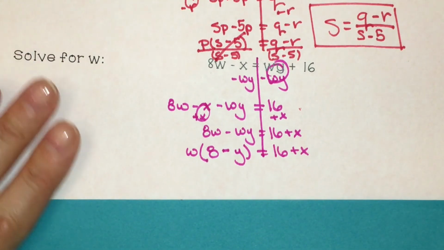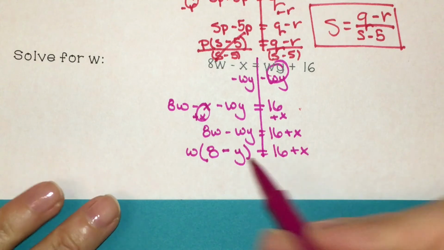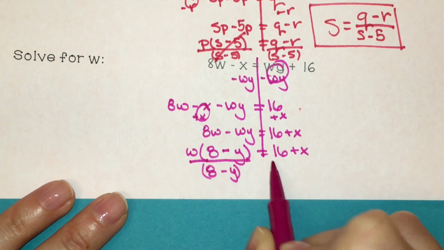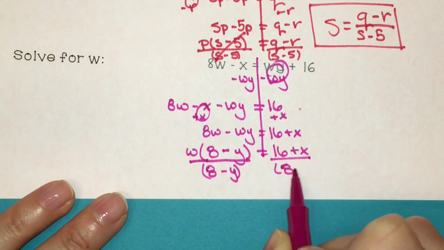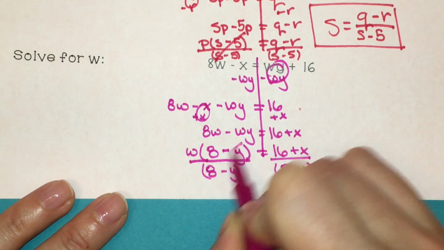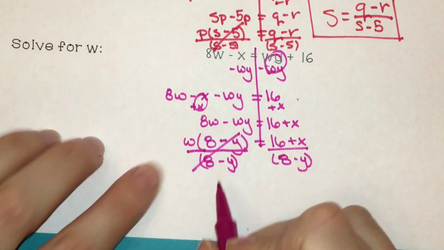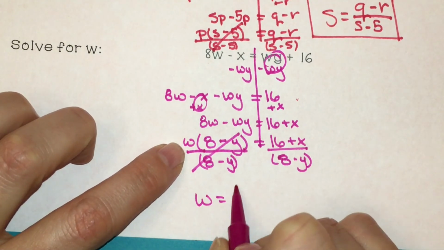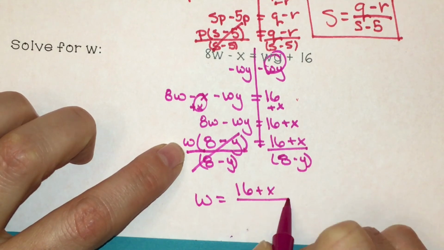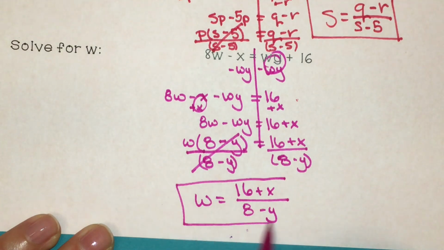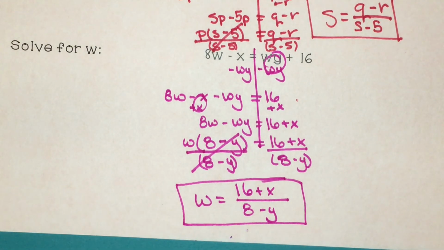All right, w is being multiplied by 8 minus y. Opposite, divide by 8 minus y on both sides. 8 minus y divided by 8 minus y is 1. So our answer is w equals 16 plus x over 8 minus y. Hopefully you're able to do the more complex literal equations, especially those last two were pretty tricky where you had to factor out the variable.